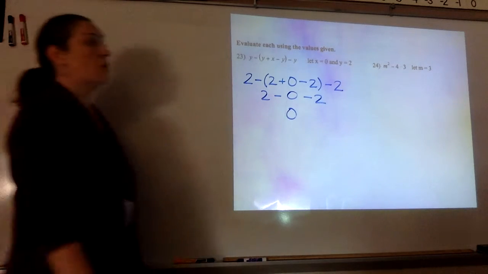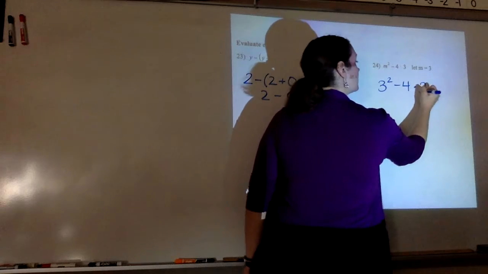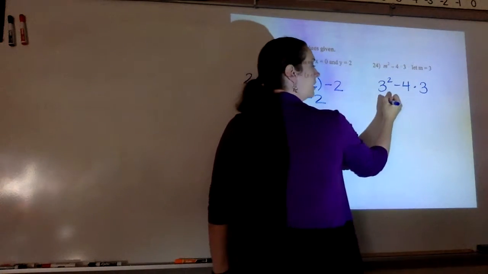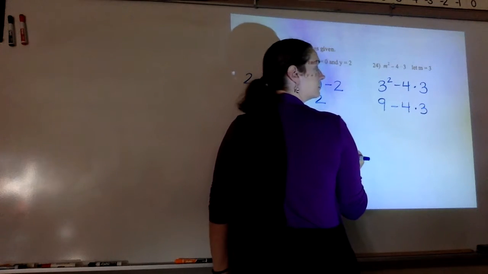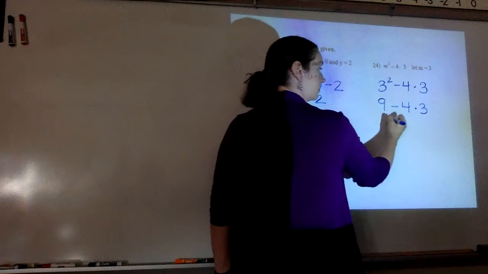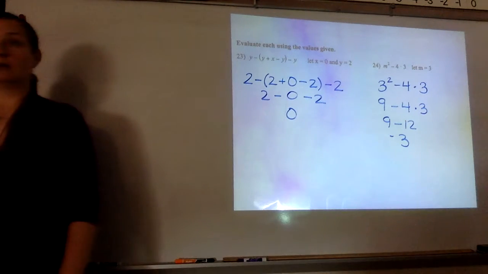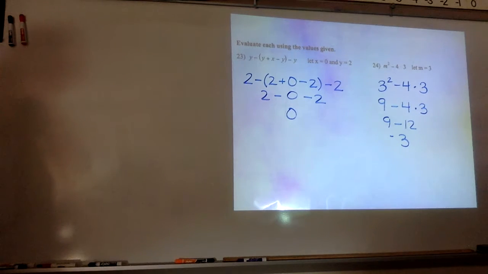What about 24? Substitute. 3 squared minus 4 times 3. PEMDAS says? The exponent. 9 minus 4 times 3. And then 4 times 3. It's negative 3. What? It's the exponent first. Yes, ma'am. I did the other stuff first and I still got it.